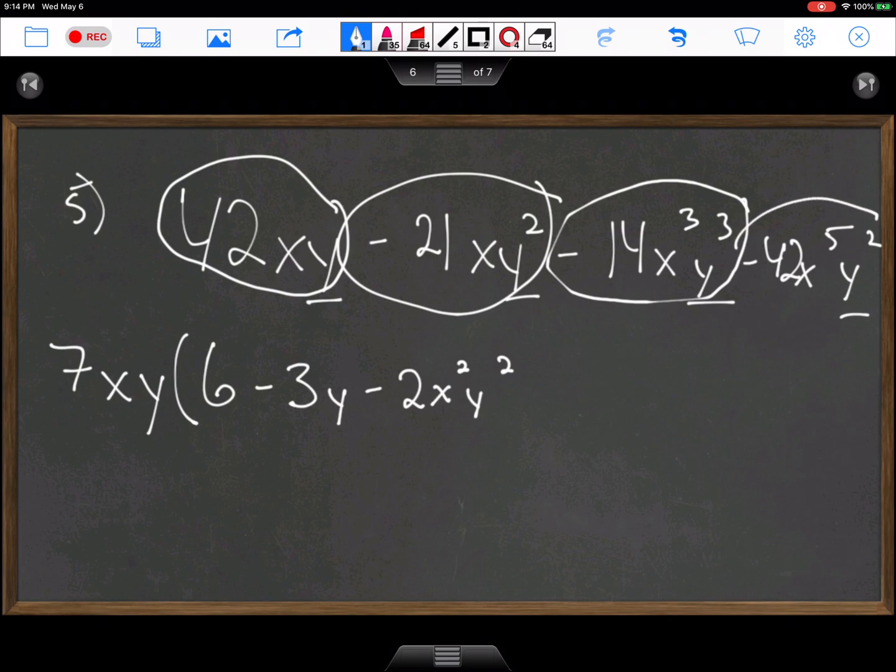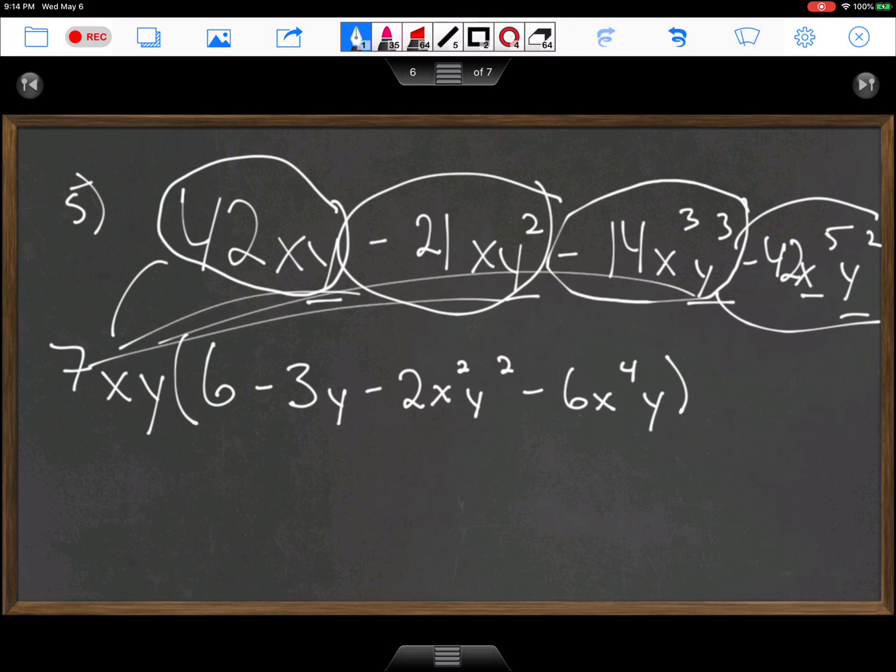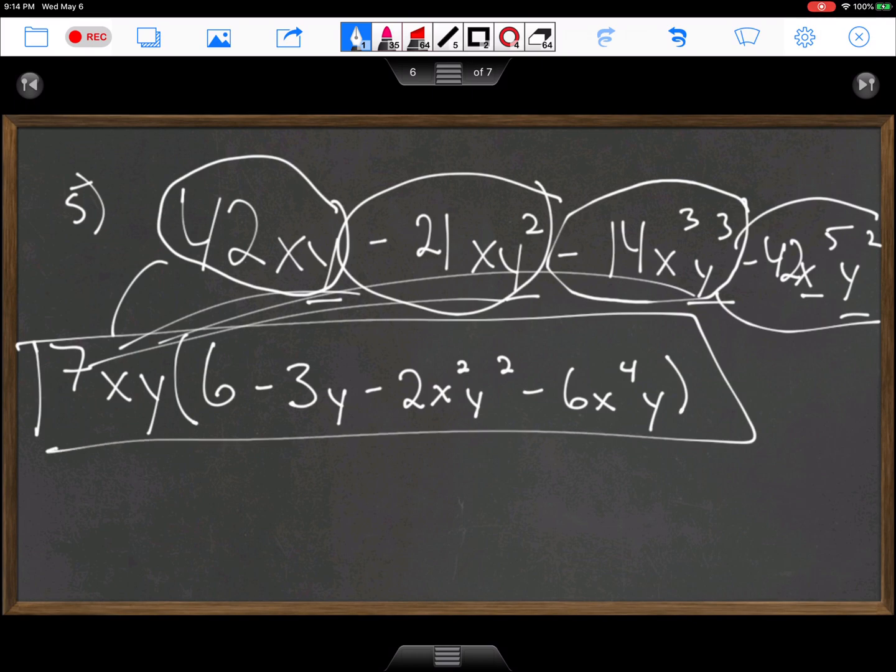And I'm looking at my fourth term now. Negative 42 divided by my 7 is negative 6. I got x fifth divided by x for x to the fourth. Okay, I've also got y squared divided by that y to be a y. So again, all I did was I divided out a 7xy, or the greatest common factor from all four of those terms. And I've got this expression, a monomial and a polynomial left over.